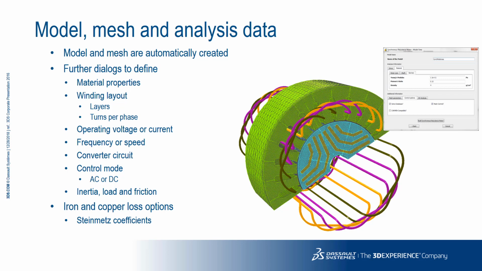The dialogues prompt for the required material properties and also the properties of the drive. For example, the user can specify the windings, operating voltage and current, and the frequency and speed. Users have the chance to override default drive circuits with circuits of their own. If loss calculations are required, the user enters properties required for copper and iron losses.